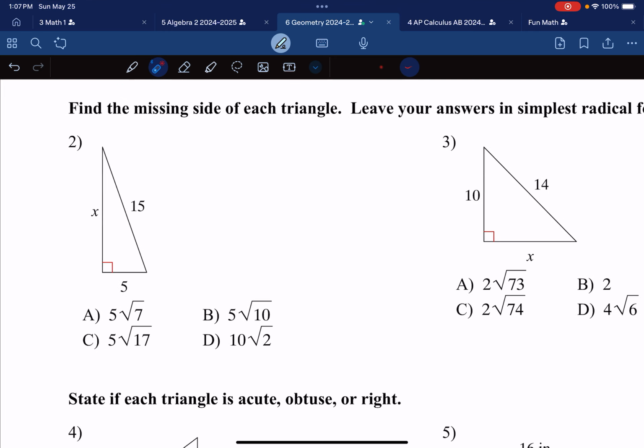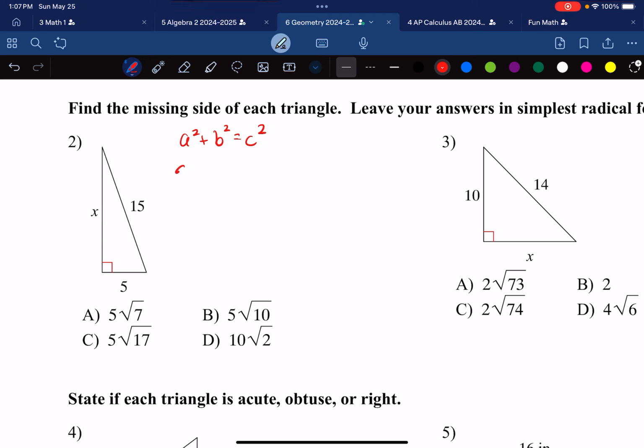All right, number 2. Again, now we have to use the Pythagorean theorem, and this is not a special triangle that's going to be memorized. It's not a Pythagorean triple. So let's use the Pythagorean theorem again. We have a squared plus b squared is equal to c squared. Therefore, we have 5 squared plus x squared is equal to 15 squared.